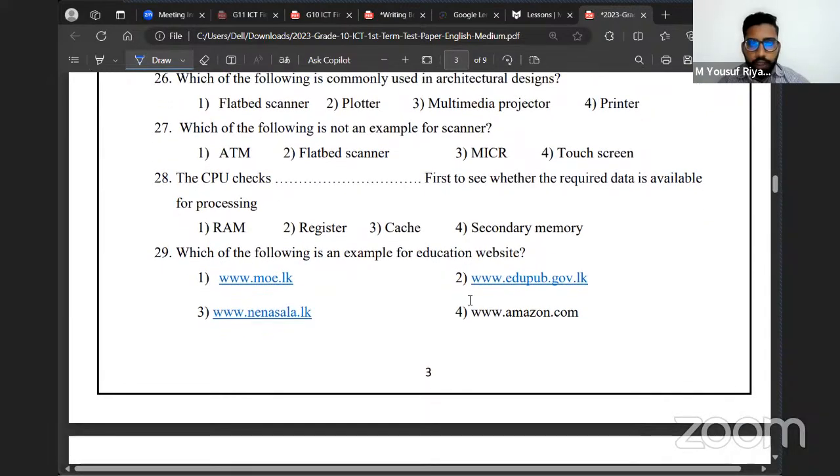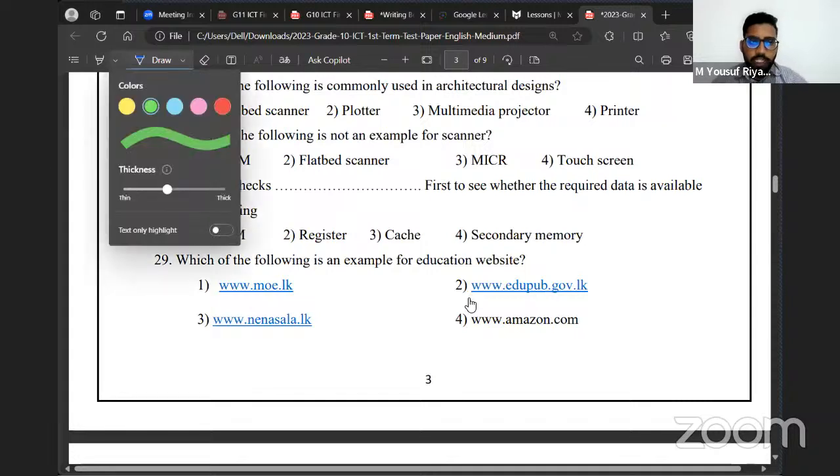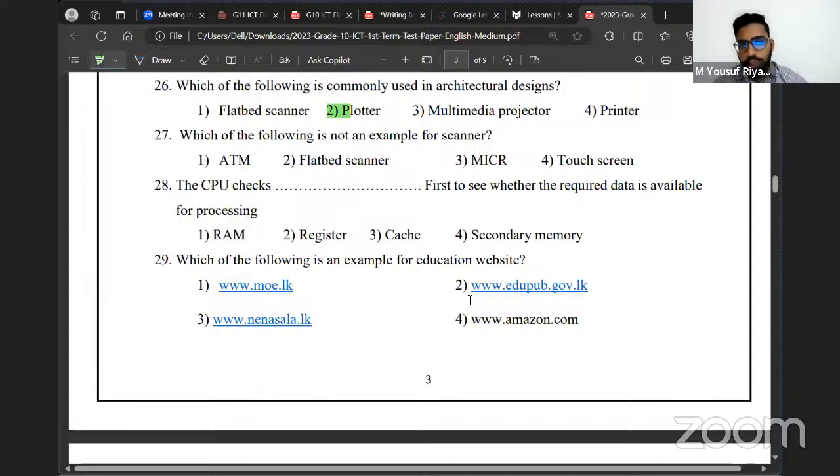Next, which of the following is commonly used in architectural design? What is used? Architectural design like housing plans, all those stuff. Exactly. We use a plotter. Perfect.